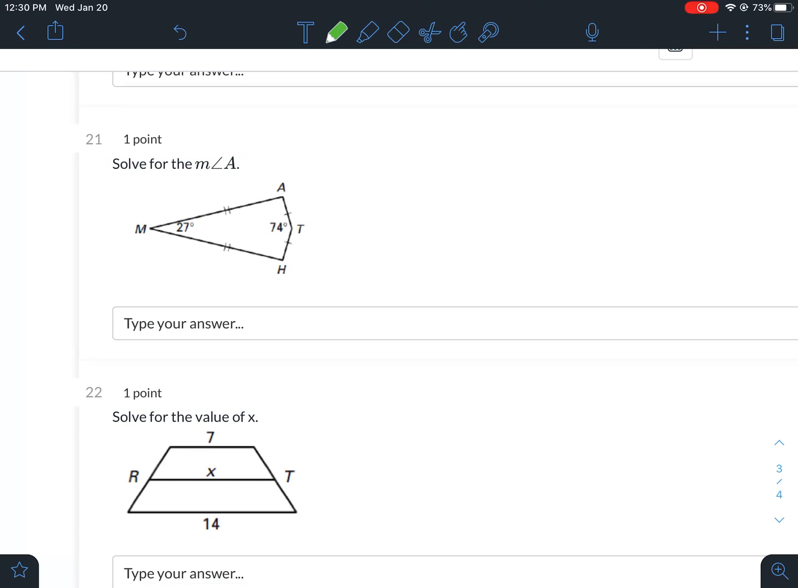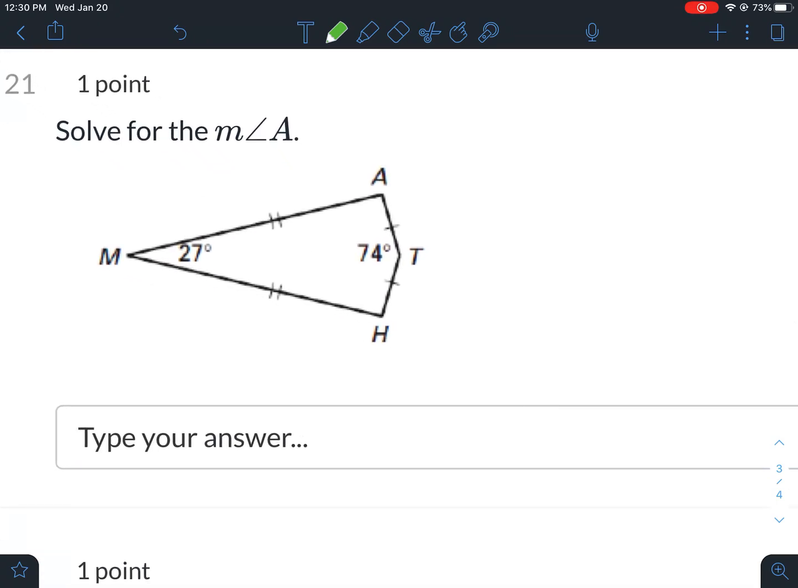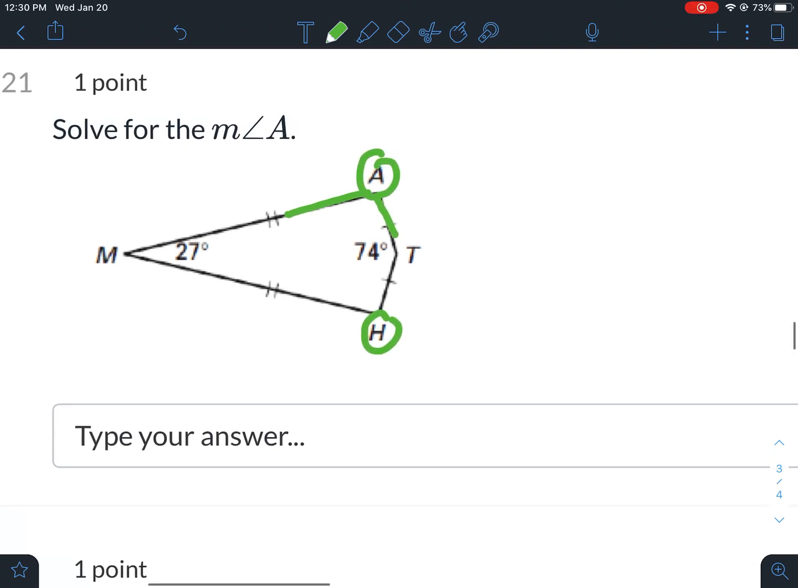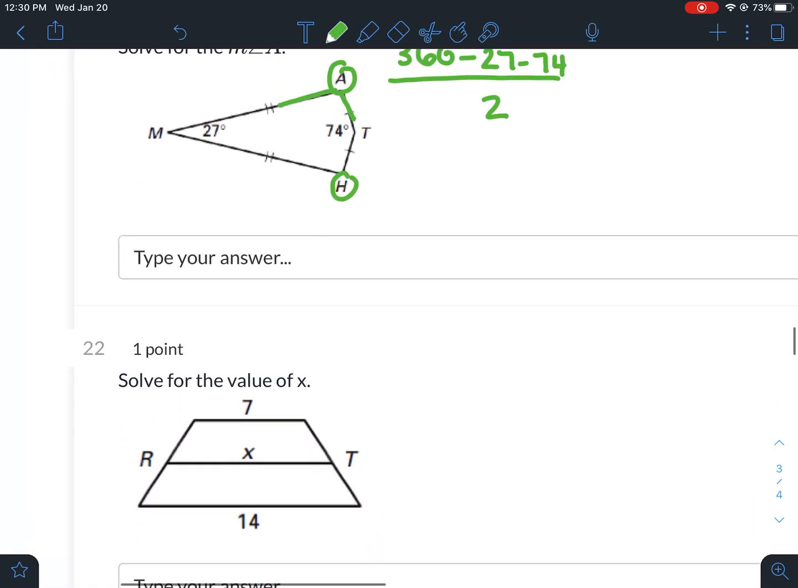21. All right, so this goes to our kite, and they want us to solve for angle A. Well, where two mismatched sides meet, A and H are equal. So an equation that we can set up to get this would be 360 minus 27 minus 74. And that will give us A and H, so we have to divide that by 2. Again, I'll let you solve that and plug that in.